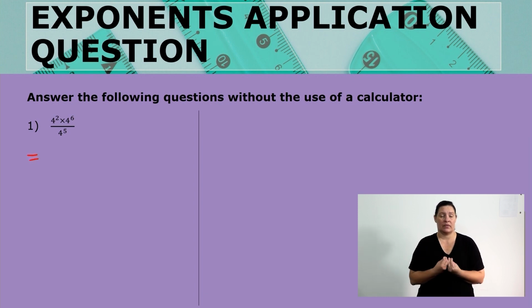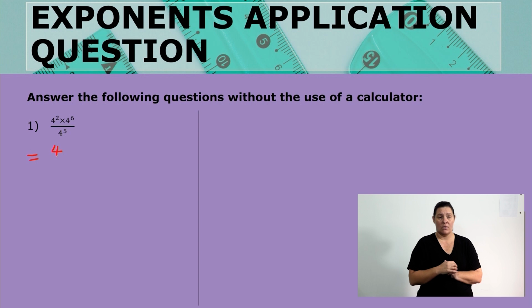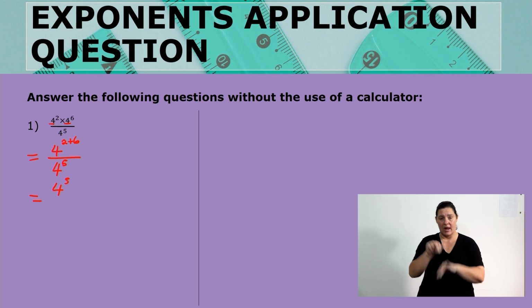So let us start with our multiplication. Remember, when we are multiplying the same base, then we are going to add the exponents. So we are going to say that is 4, and as an exponent we are going to say 2 plus 6. Why? Because they have the same base. So that means we are going to add the exponents, and this is divided by 4 to the exponent 5. Now 2 plus 6 is 8. So we have 4 exponent 8, and this is divided by 4 exponent 5.